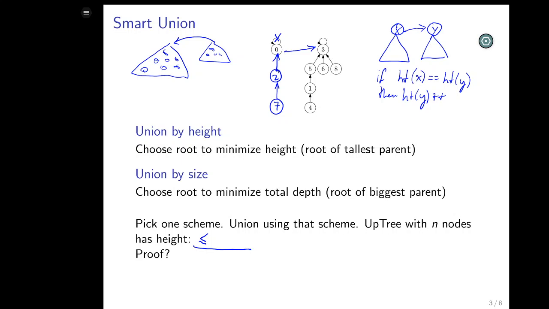Instead of looking at the height, we looked at the number of nodes. We had this recurrence relation for the number of nodes on a tree of height h. We said that the minimum number of nodes, the fewest number of nodes that you could have in an AVL tree of height h was something weird, 2 to the h or something like that. Same thing works here. What's the minimum number of nodes that you need in order to have an up tree of height h?